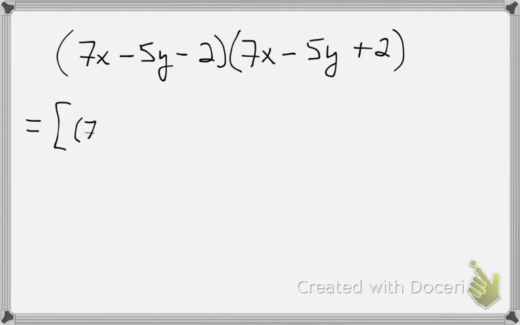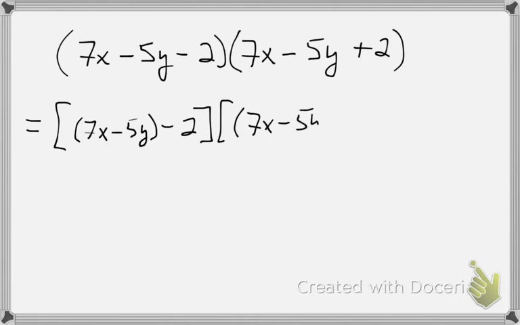If I grouped the 7x minus 5y together, since it's the same, right? Do you see that I have a minus b, a plus b? Who's playing the role of a? 7x minus 5y. And who's playing the role of b? 2. So that's a difference of squares.